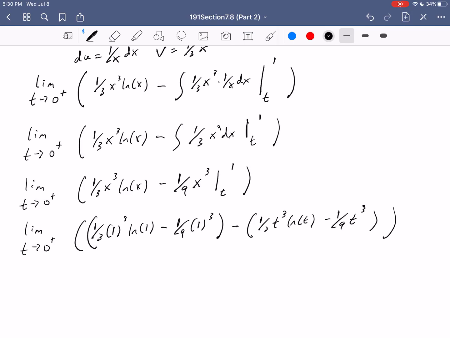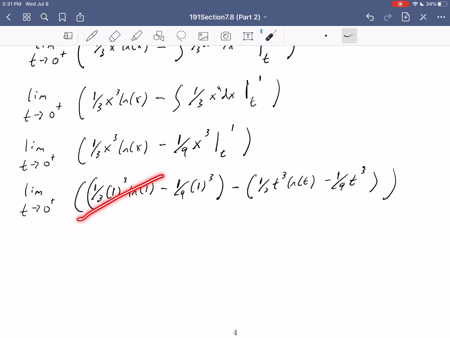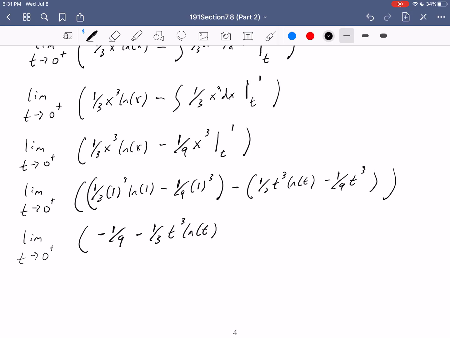There we go. Now again, we could just go straight to applying the limit to this, but it probably doesn't hurt to simplify this a little bit, especially since this part just drops out, and it looks like we get the limit as t approaches 0 plus of minus 1/9, and then minus 1/3 t cubed ln of t plus 1/9 t cubed, once we actually apply all that.